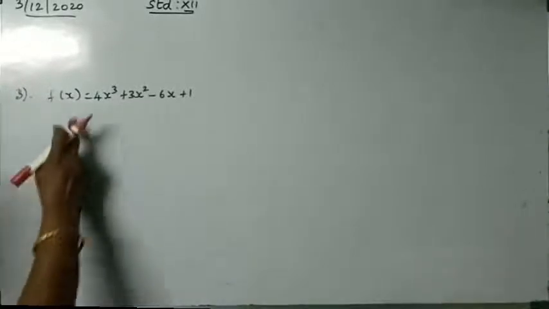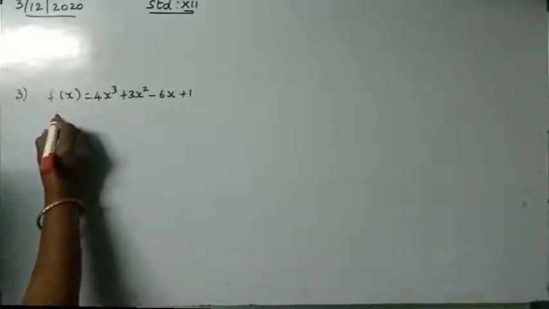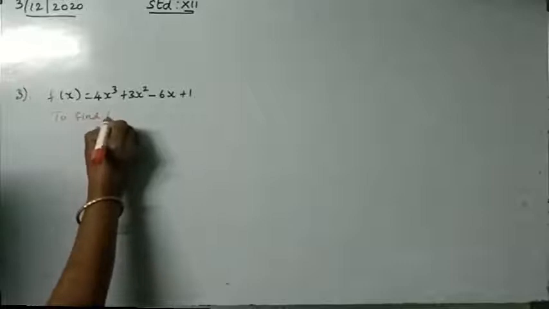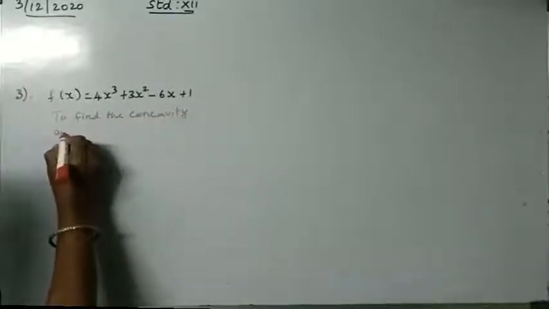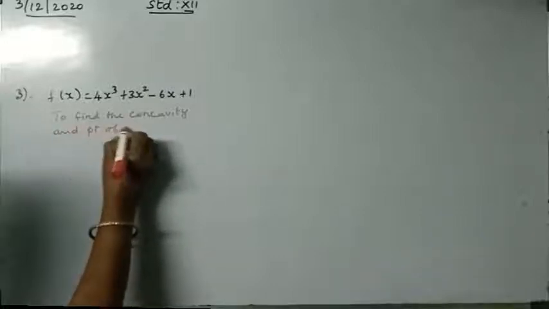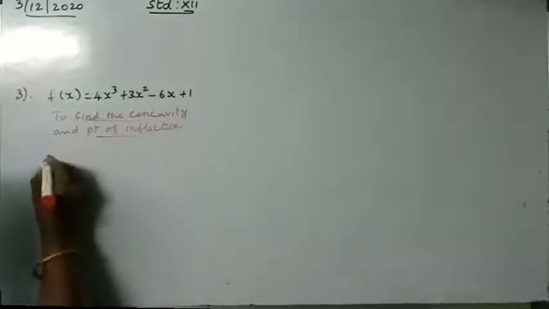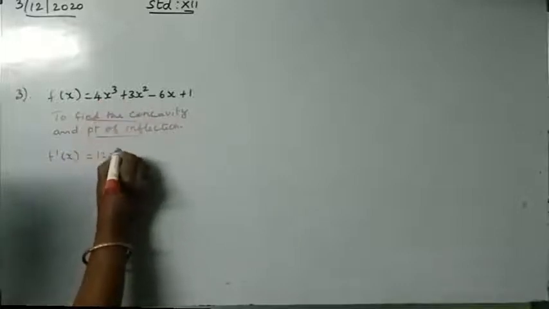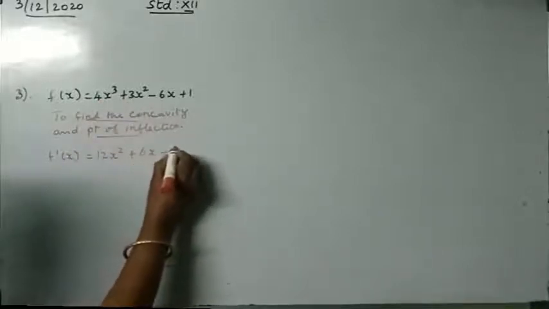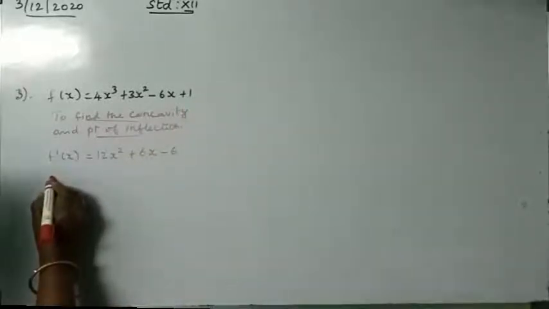Now the question is f of x is equal to 4x cube plus 3x square minus 6x plus 1. Now we want to find the concavity and the point of inflection. Now this is the second part. For that, first find f dash of x is equal to 12x square plus 6x minus 6 plus 0. And then take f double dash of x is equal to 0.